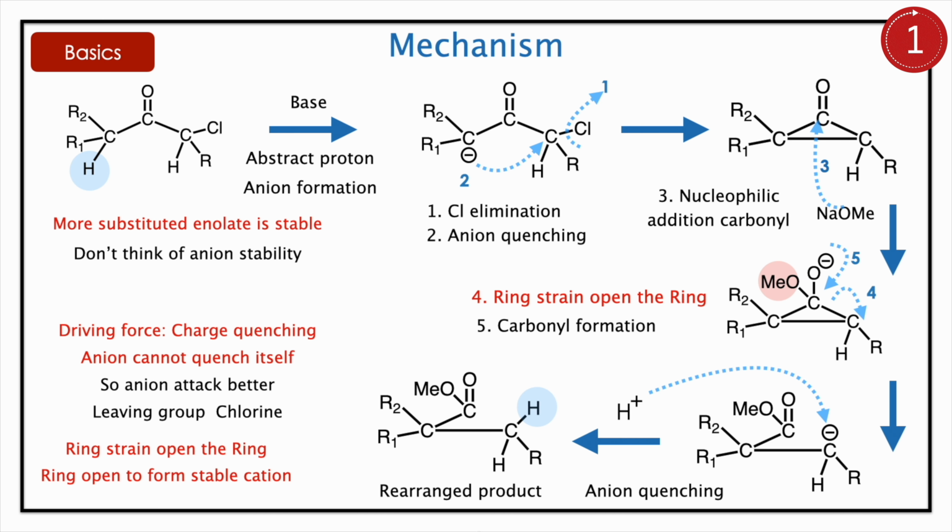Then the O minus charge has to be quenched. For that, the ring has to open. The ring opens in such a way as to form the stable anion. Then the anion is quenched by H plus, and you end up with the ester. Here, the ring formation creates the rearrangement. That's why it is very interesting.